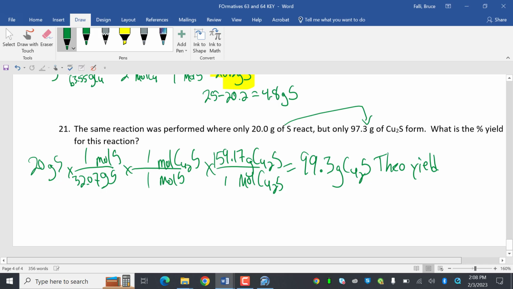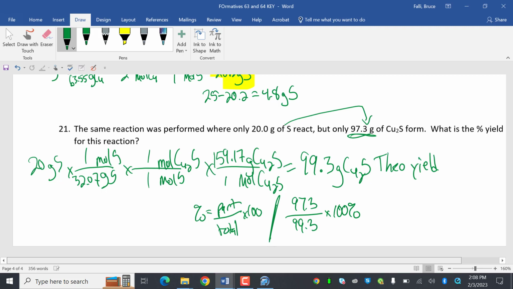Now remember, percent yield is the part that you got over the total possible times 100%. So the part that I got was 97.3 over the total possible 99.3 times 100%. Let's see what that is. 97.3 divided by the second answer is 98.0%.